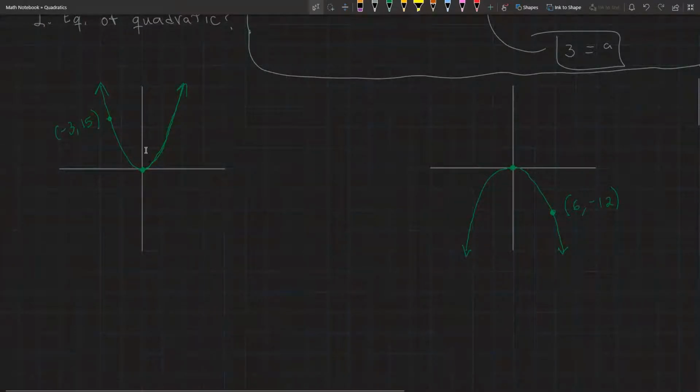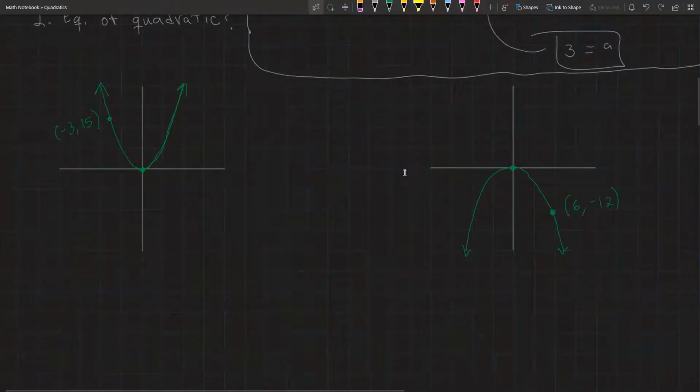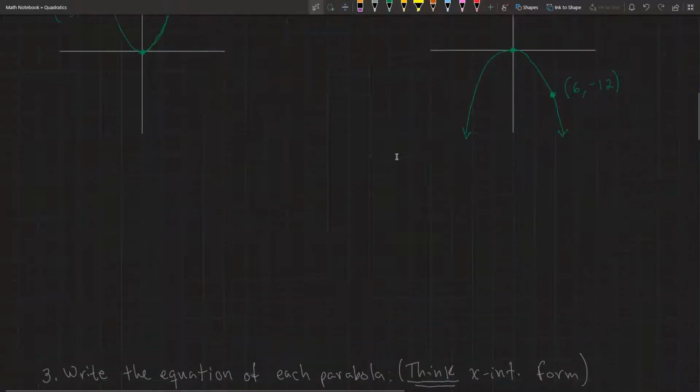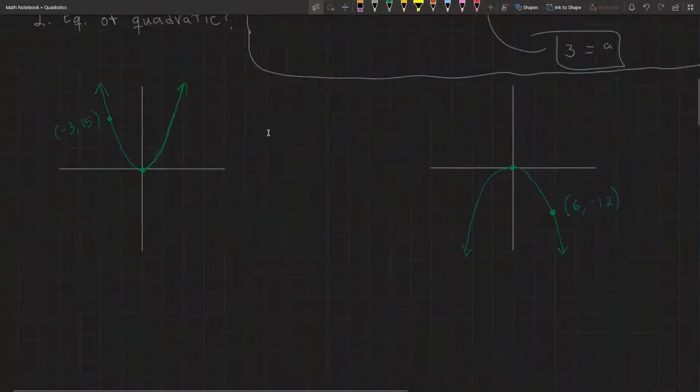Let's check. The main idea identified is they both have a vertex that goes through the origin. So we know it has to be some form of y equals ax squared. Although that's not a form of quadratics that you should memorize in your head. It's just a specific example for now. That happens to be convenient, but it's not something you should memorize. But for this, we know we have to use y equals ax squared.